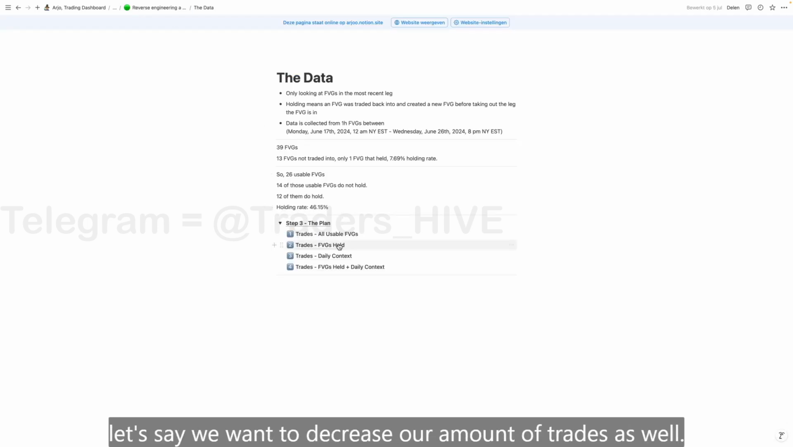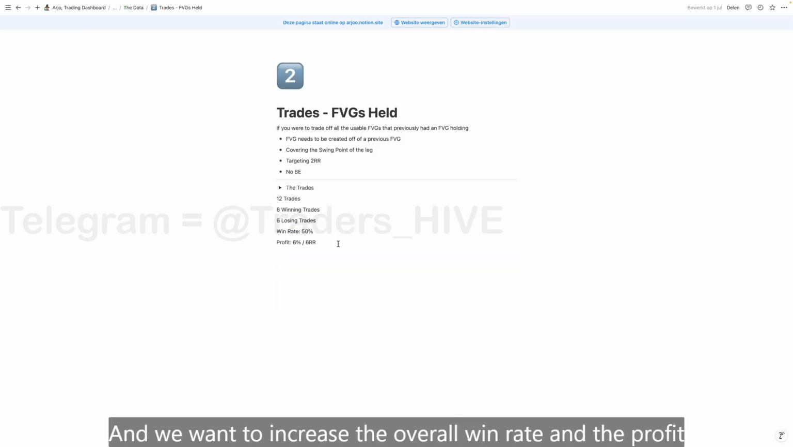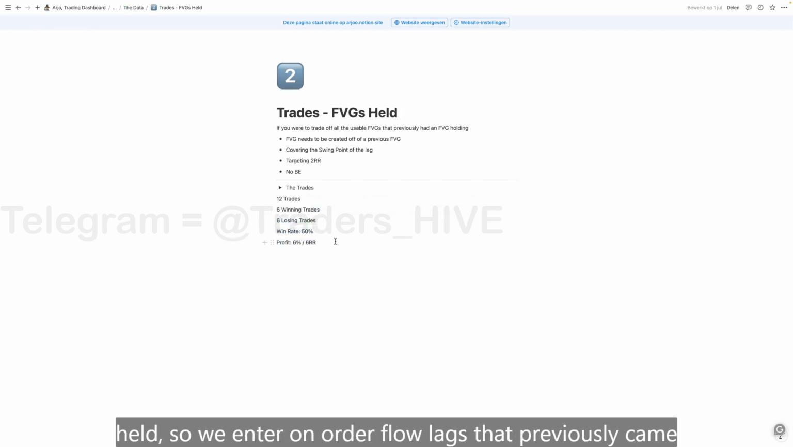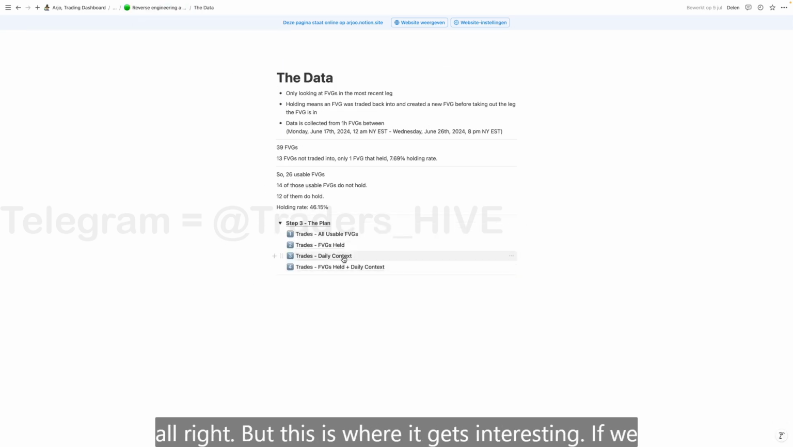So let's say we want to decrease our amount of trades as well, and we want to increase the overall win rate and the profit percentage. Now, if we only enter on the fair value gaps that held, so we enter on order flow lags that previously came from an order flow lag as well, then right here, we have a win rate of 50%, profit of 6% right there. Now, okay, it's all right, but this is where it gets interesting.